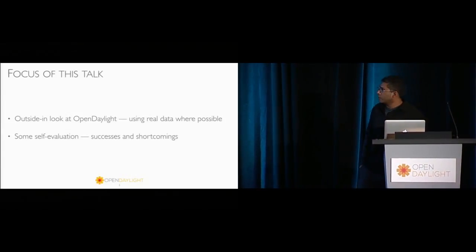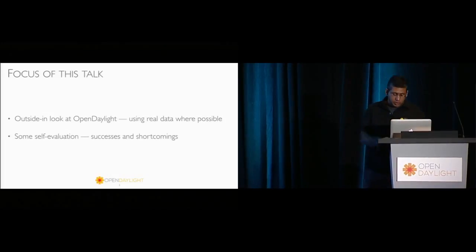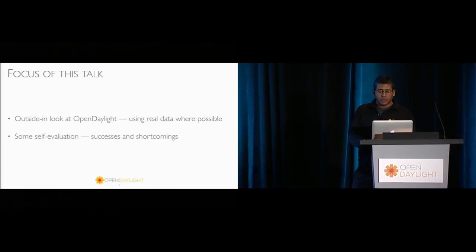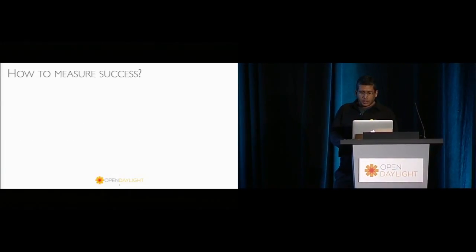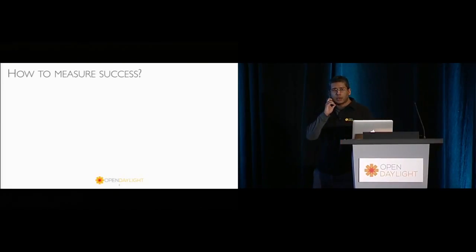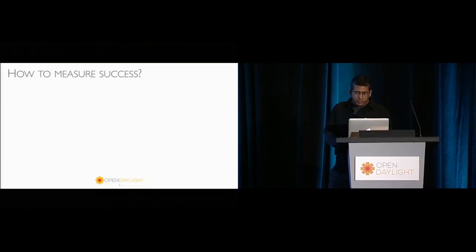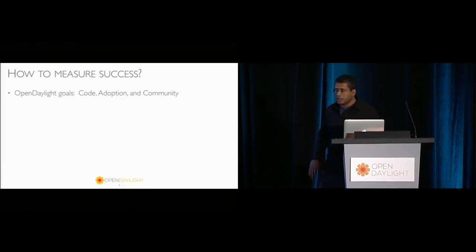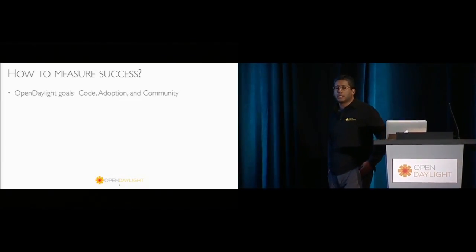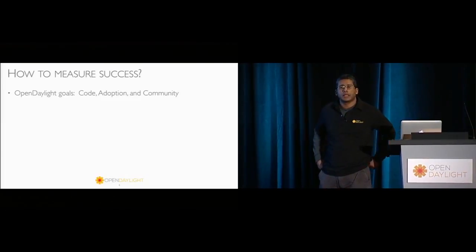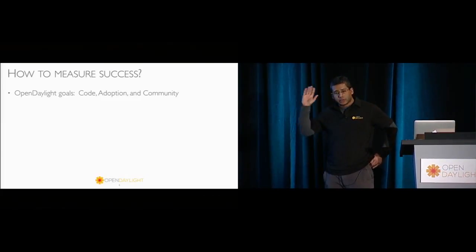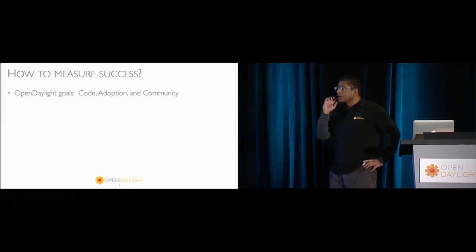And this is where I'd be interested in some of your opinions also after having looked at some of the data. So the first question we need to ask is, how do we measure the success of an open source project? There are a few metrics that come to mind immediately, and we could start just by having a look at OpenDaylight's stated goals, right? So OpenDaylight's goals, as Inder described in that talk last year, were around three main things.